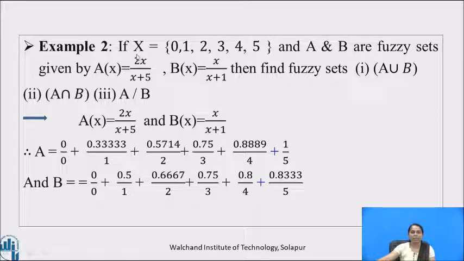Example number 2. If X is the set of elements 0, 1, 2, 3, 4, 5 and A and B are fuzzy sets given by A of x is equal to 2x upon x plus 5 and B of x is equal to x upon x plus 1, then find fuzzy sets A union B, A intersection B and A by B, where A of x is given as 2x upon x plus 5 and B of x is x upon x plus 1. Let us calculate A and B sets separately by using these two definitions, where we have to substitute the values of x from 0 to 5 one by one.